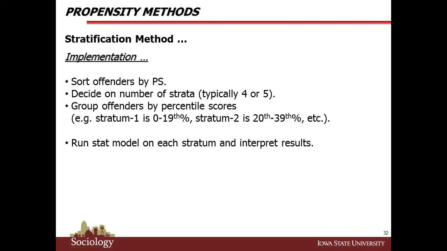What you would do is find out what the propensity score value is at each of those upper percentiles. Then you would simply group the cases into those 5 groups, run your statistical model on each stratum, and interpret those results. So it's very straightforward to do. Most computer programs have an automated function that allows you to divide a sample into any percentiles: thirds, quarters, fifths, and so on.